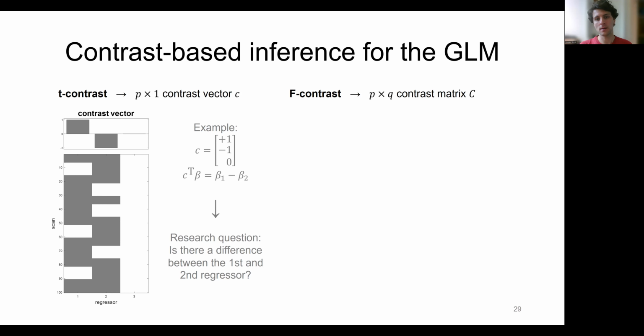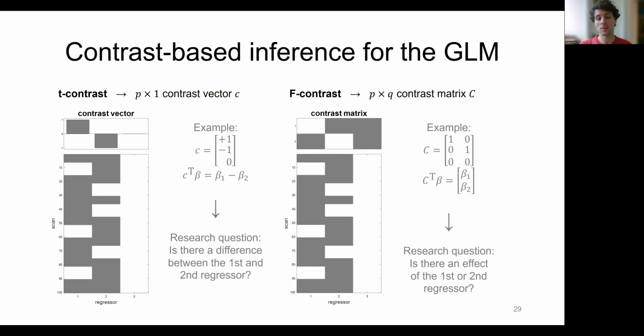An F contrast is specified by a contrast matrix C, which can also be a contrast vector in the case that this Q here is just 1, but it can also be a matrix. So here's an example where the F contrast is a matrix. We have 2 columns in this matrix, and one is placing a weight of 1 on the first condition, and one is placing a weight of 1 on the second condition. If we multiply this with the vector of regression coefficients, the result would be a new vector containing only beta 1 and beta 2. So the research question asked by this F contrast would be: is there an effect of the first regressor, or is there an effect of the second regressor? And if either of them is the case, this would be a yes to this research question.